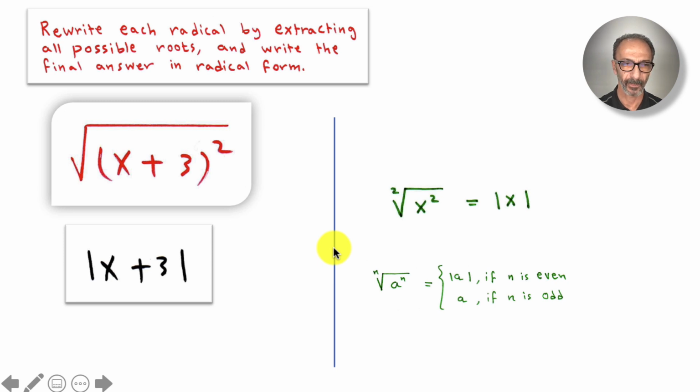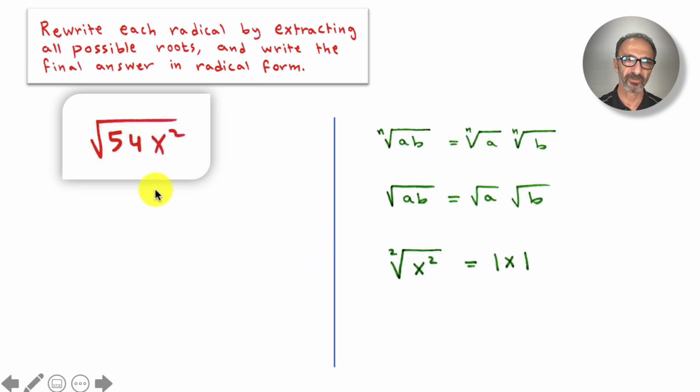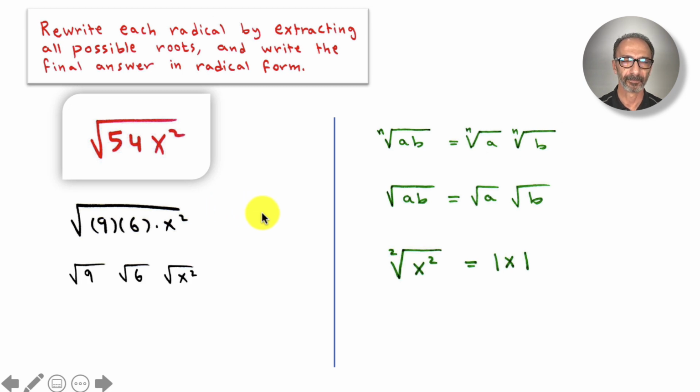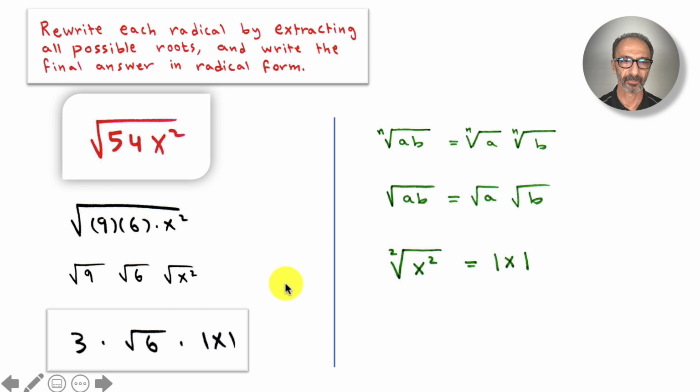Next, square root of 54 x to the second. We're gonna think about 54 under a square root. We're gonna write it as 9 times 6. Then we'll split them. Square root of 9 is 3. Square root of 6 we will keep. We cannot extract it. And that will give you absolute value of x. And we're done.